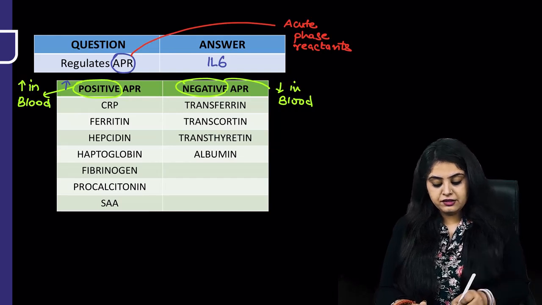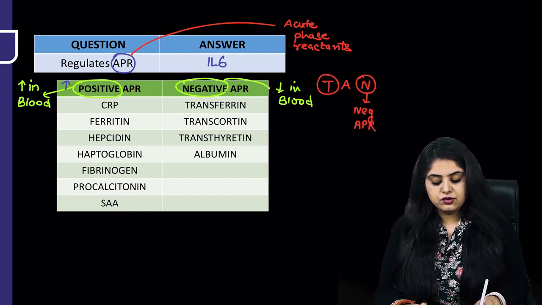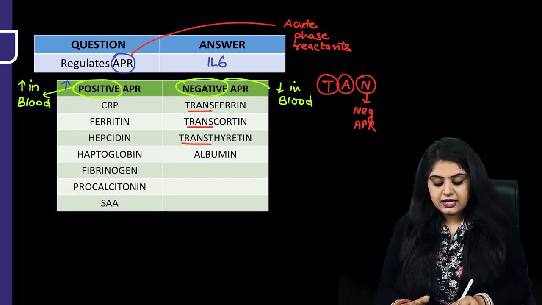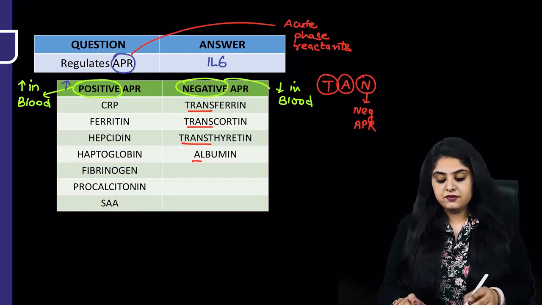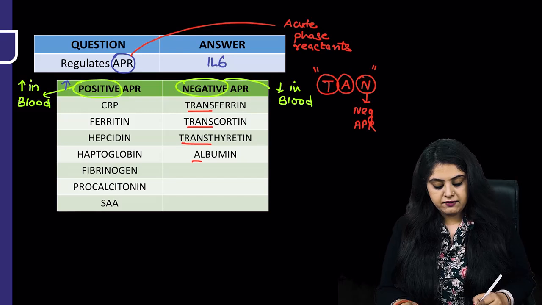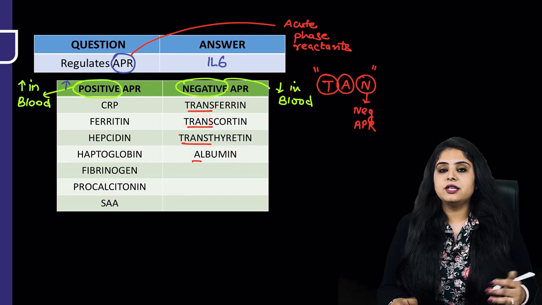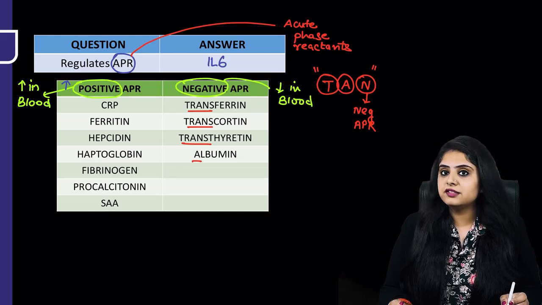So I learned the easier list, and the easier list is learned as TAN, which means which are the negative APRs. So remember, everything that is transferrin, transcortin, transthyretin, those are negatives, and A for albumin. So trans, albumin, they are the negative APRs. You learn it with the mnemonic TAN, which means that albumin and trans things are all going to decrease in the blood. And who decides what will increase and what will decrease? It is decided with interleukin 6.